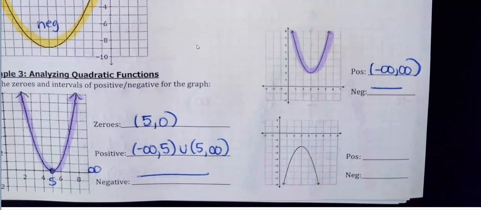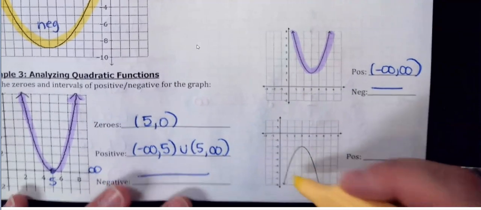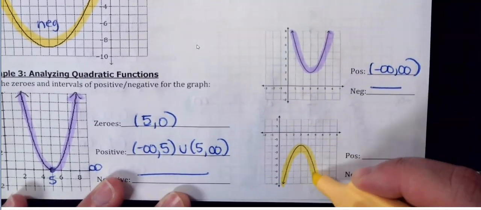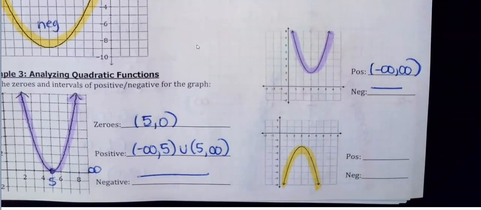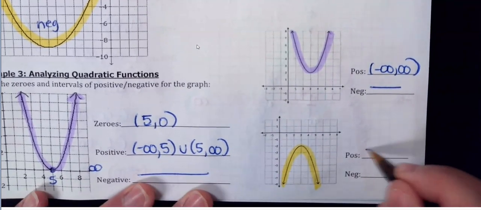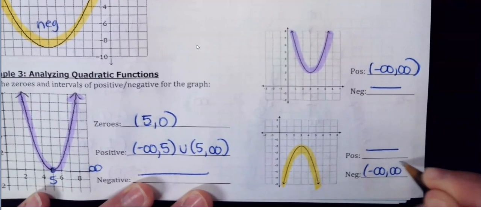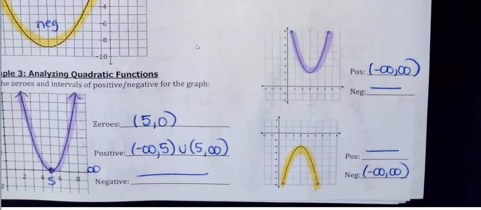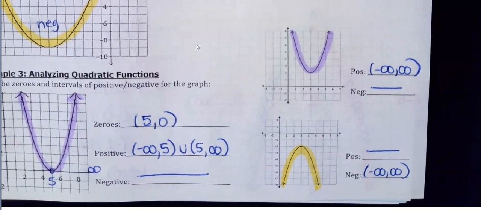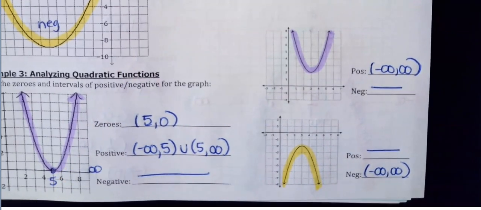Down here, it's kind of the opposite. Again, I never touch the x-axis, but everything is below that x-axis. So on this one, I would not have any positive interval. The entire graph is below the x-axis, never touches it. So it'd be negative infinity to infinity for all the points being negative. Is anybody having a question? Okay.